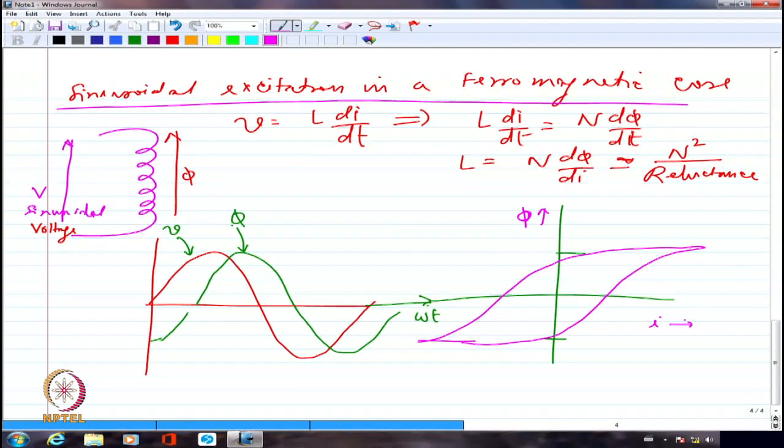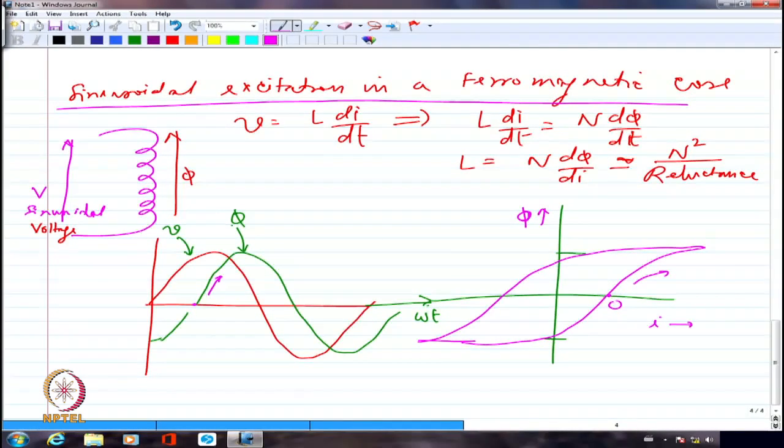I am looking at now increasing flux from this point. This is zero flux, correspondingly this is zero flux. This is the increasing direction of flux. Similarly, this is the increasing direction of flux as far as the sinusoidal wave shape is concerned. Now, let me call this point, let us say, O.